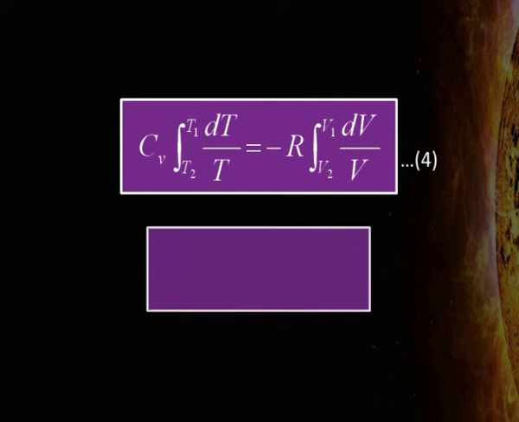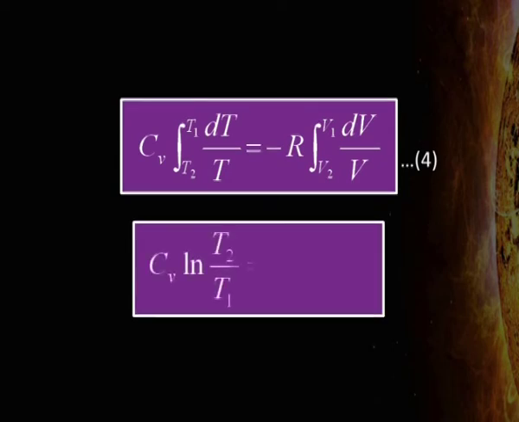Integrating this equation between the limits T1, T2 and V1, V2, we will get Cv integral of dT by T in the limits T1 and T2 equal to minus R integral of dV by V in the limits V1 and V2. We will get Cv natural log T2 upon T1 equal to minus R natural log V2 upon V1. As you know that R, that is universal gas constant, equal to Cp minus Cv, means the difference between the heat capacities at constant pressure and the heat capacity at constant volume.